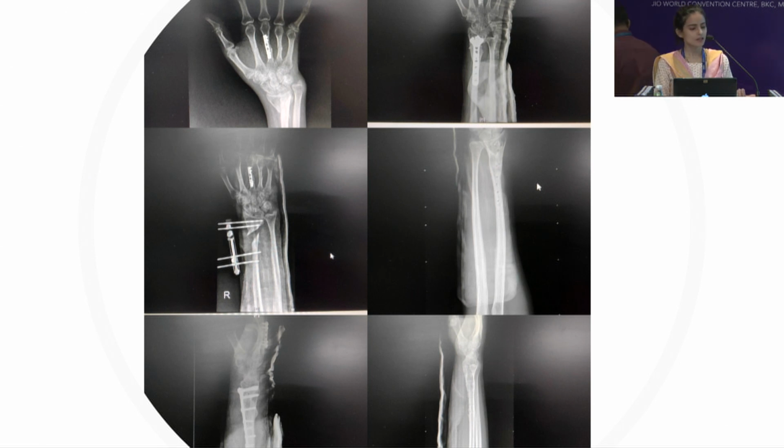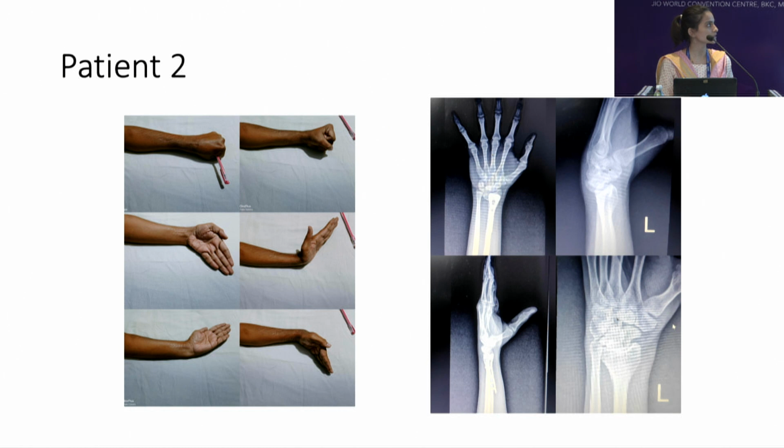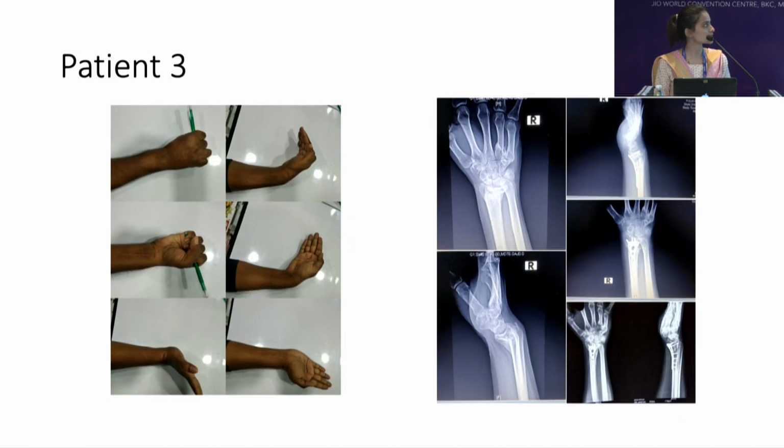fracture, which we originally treated with the external fixator, following which we did an iliac crest bone grafting with a plate fixation. This was a second patient whose post-op images are displayed on the right side, and on the left side you can see the pre-op images along with the post-op images of the patient. This is patient 3, post-op images.